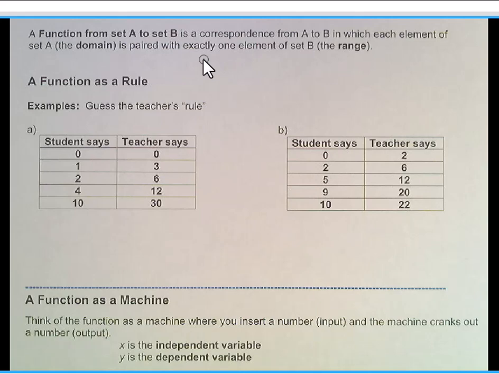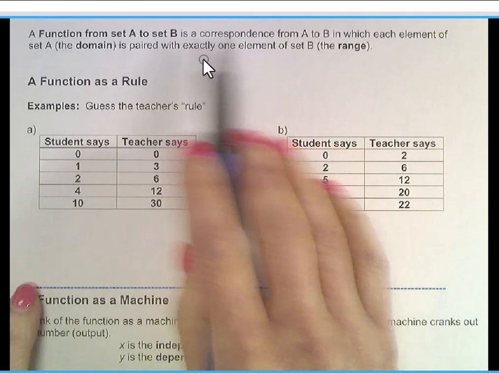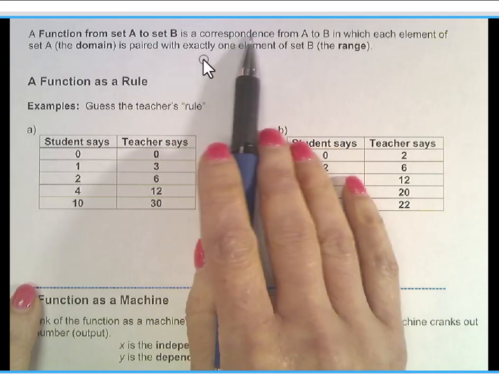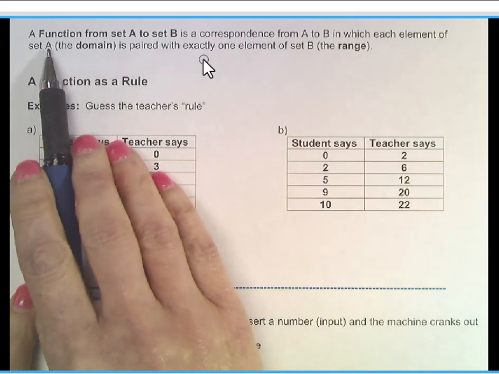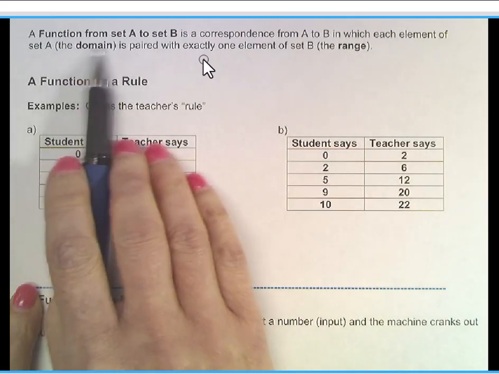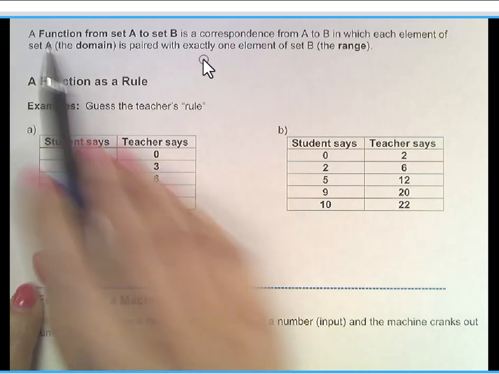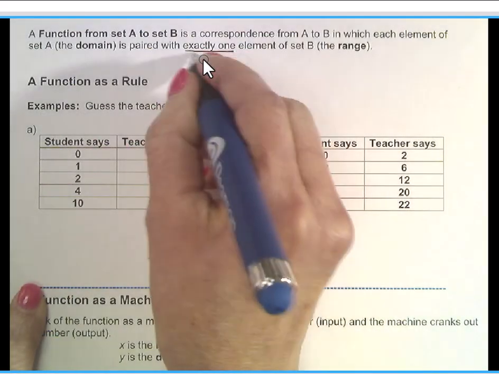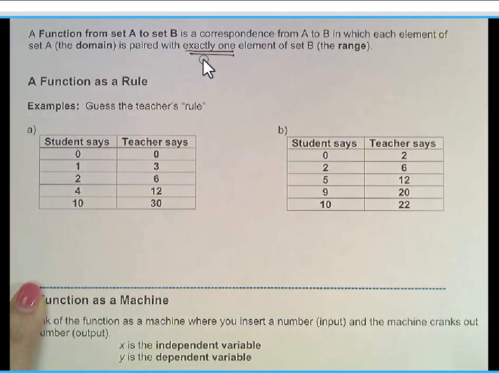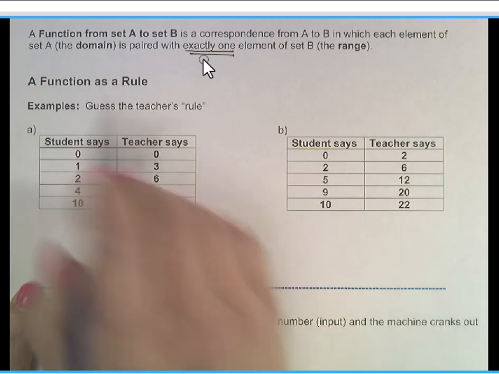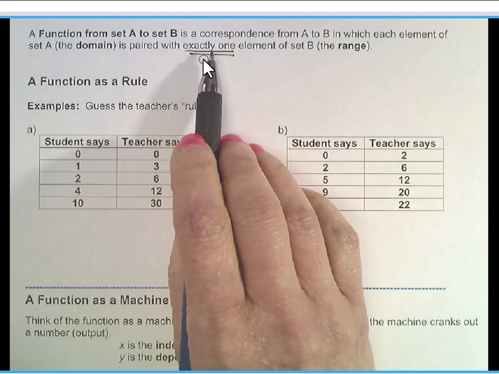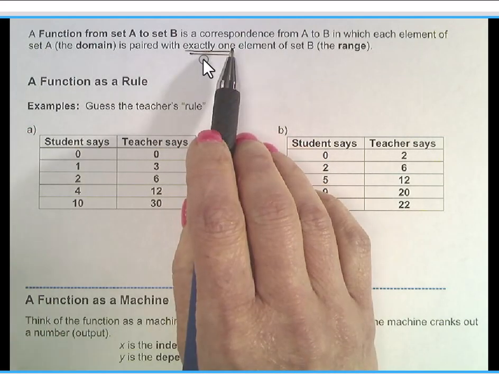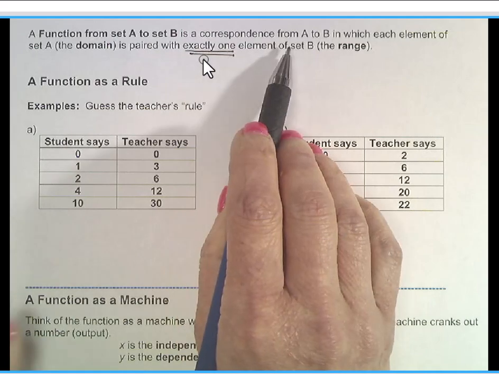A function from set A to set B is a correspondence or some sort of a relationship between set A and set B, where each element of set A, we're going to call it the domain, the first set A, is paired with exactly one element of set B, which is what we're going to call the range, the second set. So every element in set A is paired with only one element of set B, not two or three, just one element of set B.